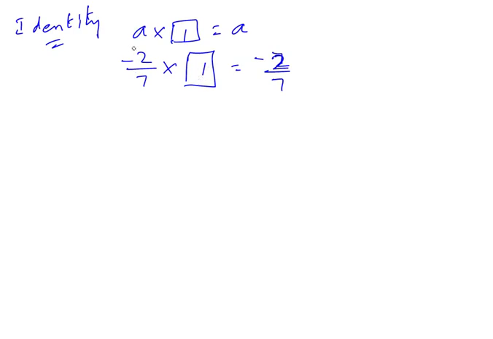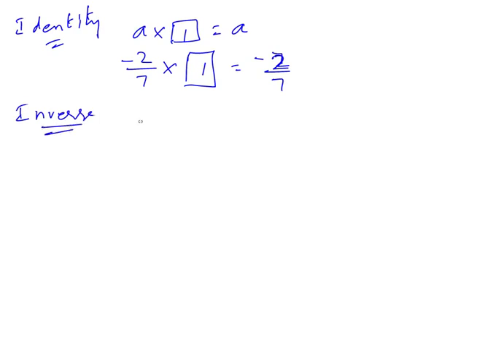So the number we have taken is minus 2 by 7. With that, if we multiply the identity, we will get the same number. That is called identity. Identity means whatever number we have taken, the same number we should get after doing that operation also. That is called multiplicative identity. Next, inverse.